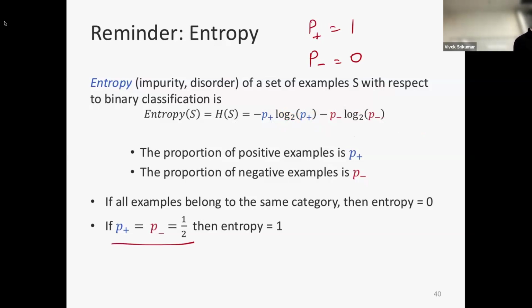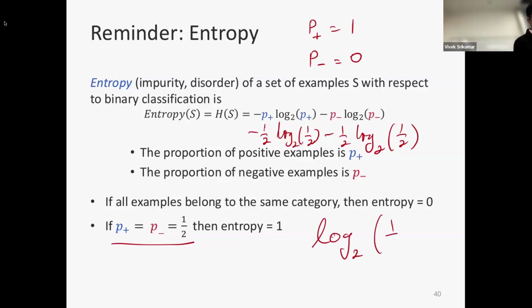Then let's work this out. It's minus half log to the base 2 of half, minus half log to the base 2 of half. So here's a useful way to think about it. Log to the base 2 of 1 by 2 is what? It's minus 1. So this thing becomes minus 1 and this thing becomes minus 1. So the whole thing adds up to 1. So if p plus and p minus are both half, then the entropy is 1.